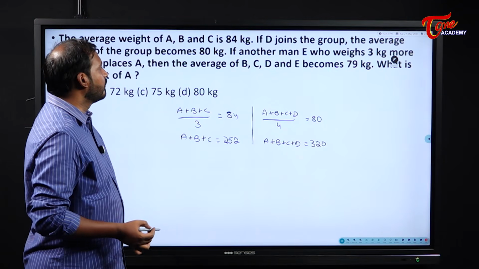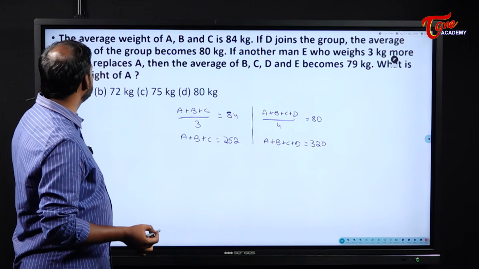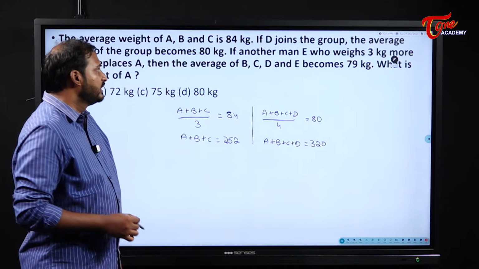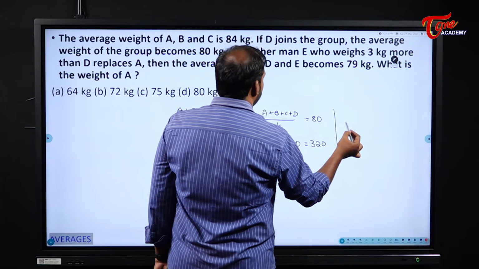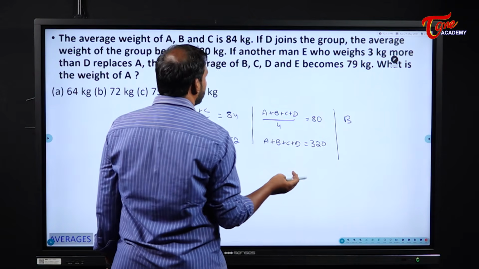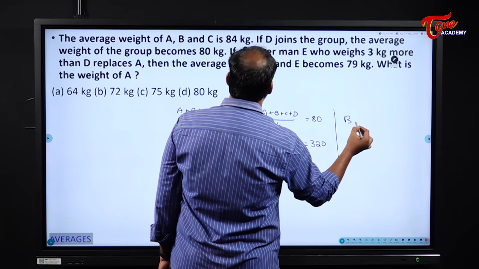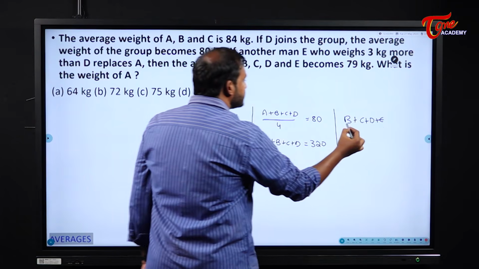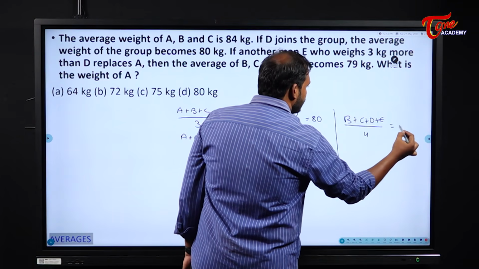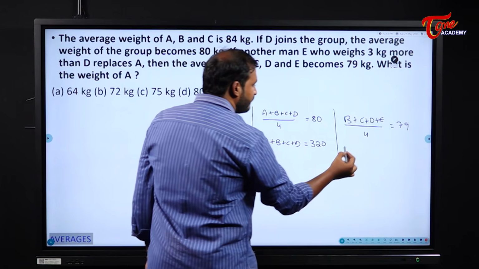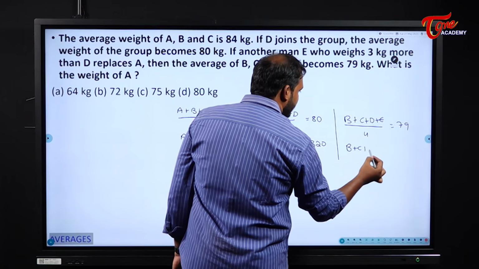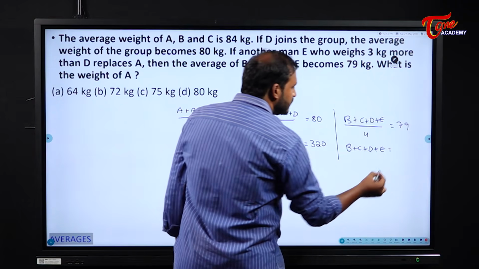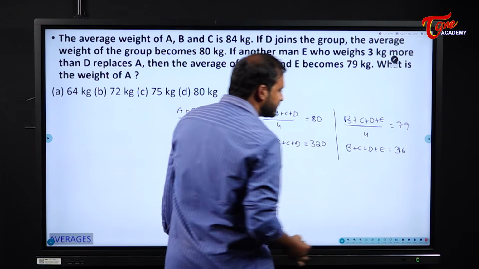Okay, good. Now, if another man E who weighs 3 kgs more than D replaces A, then the average weight of, okay, they are asking us the average weight of B plus C plus D plus E. What is the average weight of these people they have given for us here? 79. This average weight is 79. So, therefore, from this B plus C plus D plus E will become how much, students? 79 4s are 316.